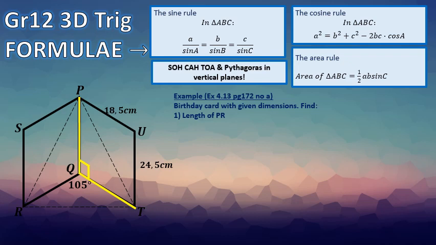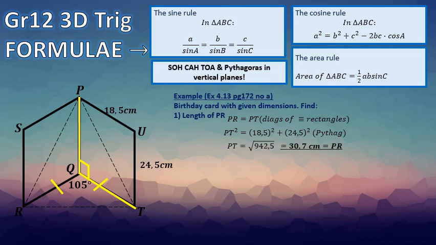Straight away you can see that if you're looking for PR, another thing is that since this is a birthday card, QT will equal QR because it's folded in half, so they're the same length as each other. Now, we need to find PR, which will obviously be the same length as PT, since these rectangles are exactly the same size in every single way because it's a birthday card. Easy peasy, we just use Pythagoras. Don't forget to square root to get PT, and you end up with 30,7 centimeters. Don't forget your reason, Pythagorean theorem.